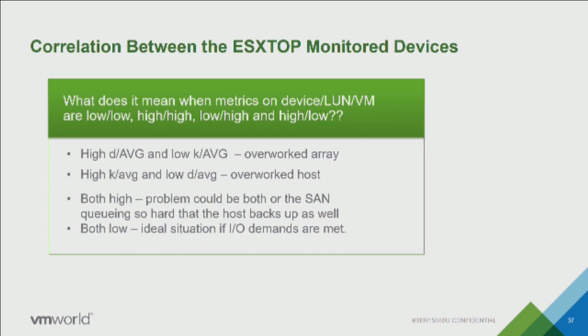While if I have a high K average and a low D average, that wouldn't be a sign of the array, it would be the host, because the K average is the kernel. So I'm going to that ESXi host, and there's something else there that's slowing it down. Now, if they're both high, the problem could be both the host and the array, or the queuing. There are lots of queues within the environment, within the kernel, within the storage array, to that effect.